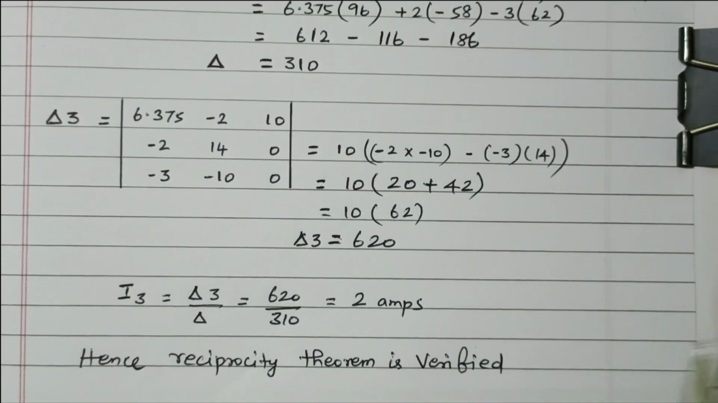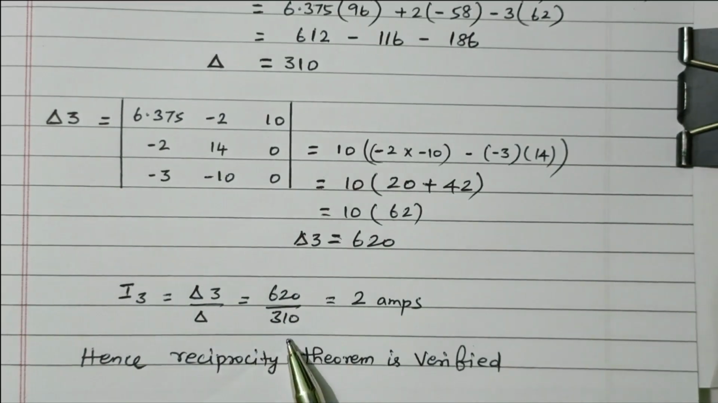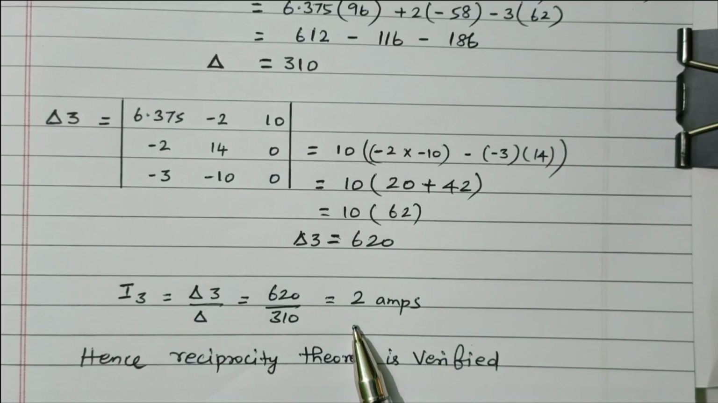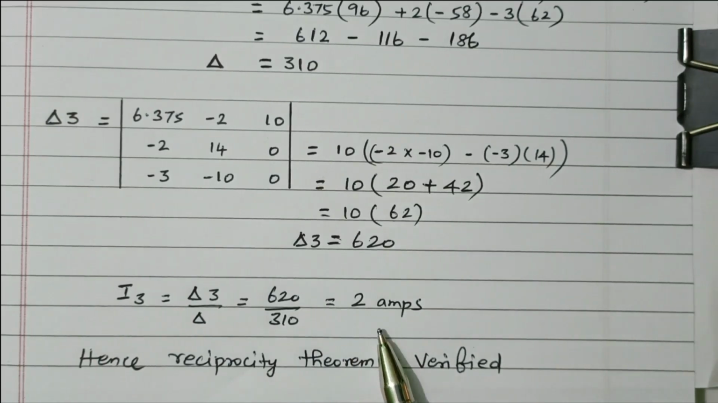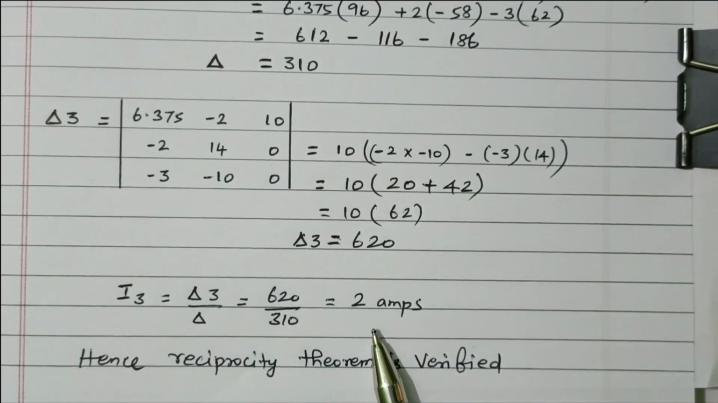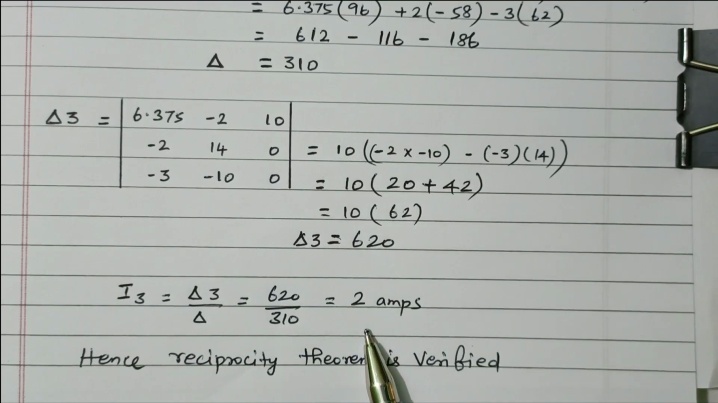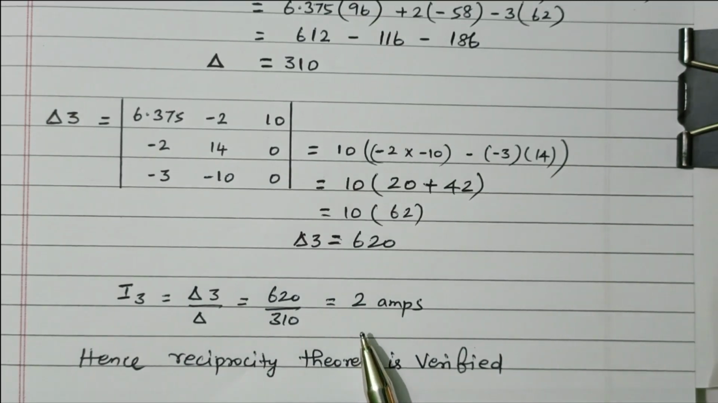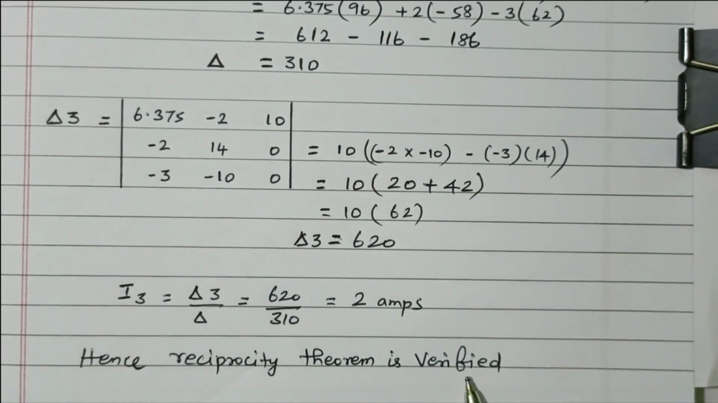So from these two values we can find I3. I3 equals delta 3 by delta, 620 divided by 310, 2 ampere. So the same value we got here also. When the voltage source is transferred from the first loop to the third loop, the current in the third loop reflected in the first loop, that is I3, is 2 ampere. So we calculated the I3 value and we verified the reciprocity theorem. In both cases we got the same value. While transferring the voltage source, the current is reflected in the third branch, that is 2 ampere. So hence the reciprocity theorem is verified.